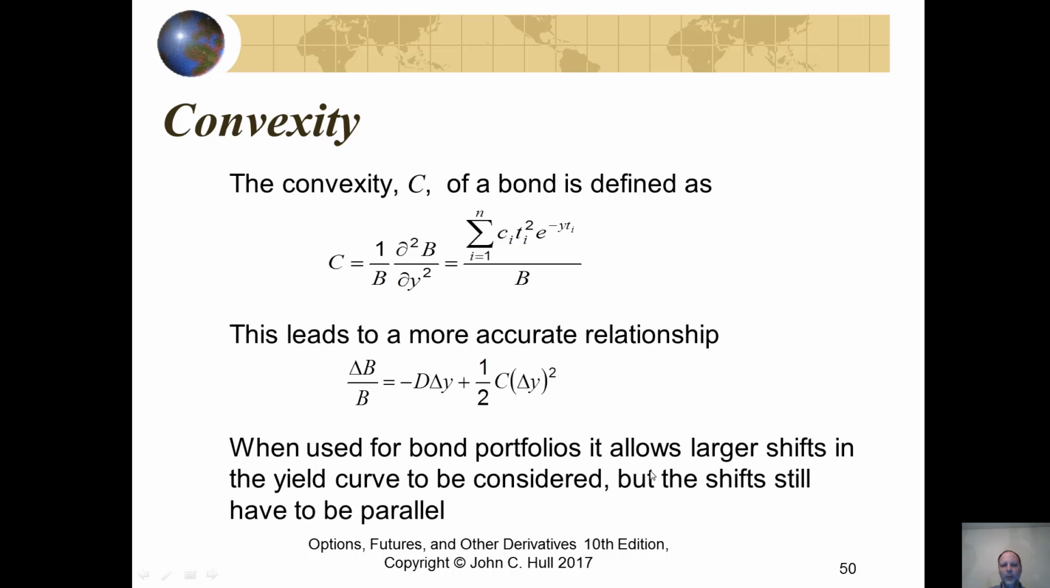When used for bond portfolios, this allows for larger shifts in the yield curve to be considered, but the shifts still have to be parallel or this relationship won't work. Again, we will do calculations related to this concept in a separate Excel-based video.